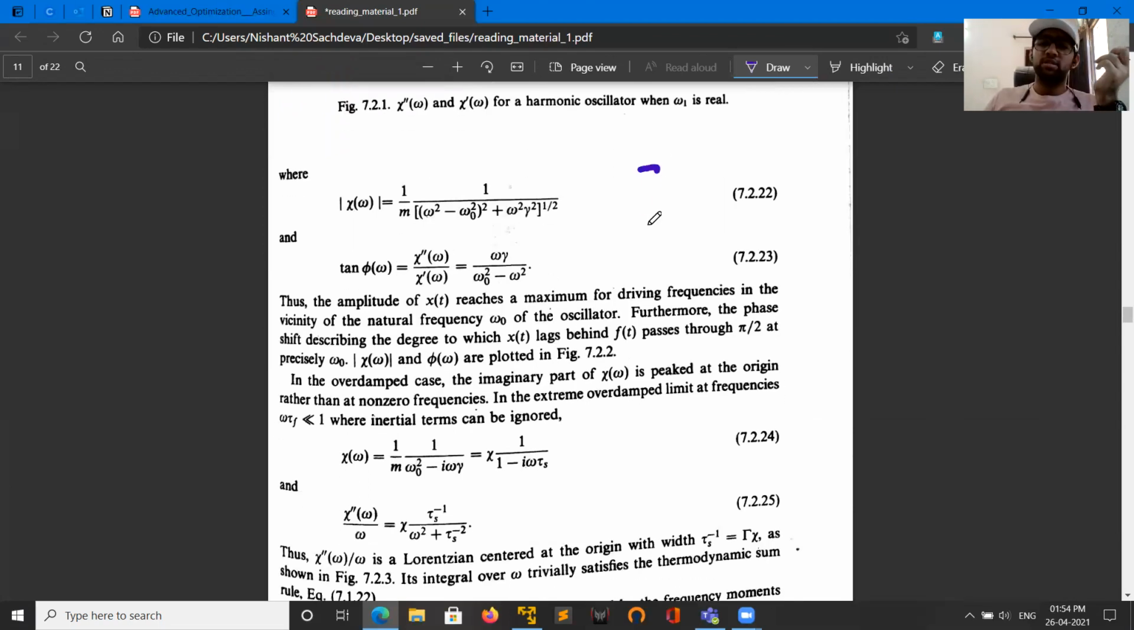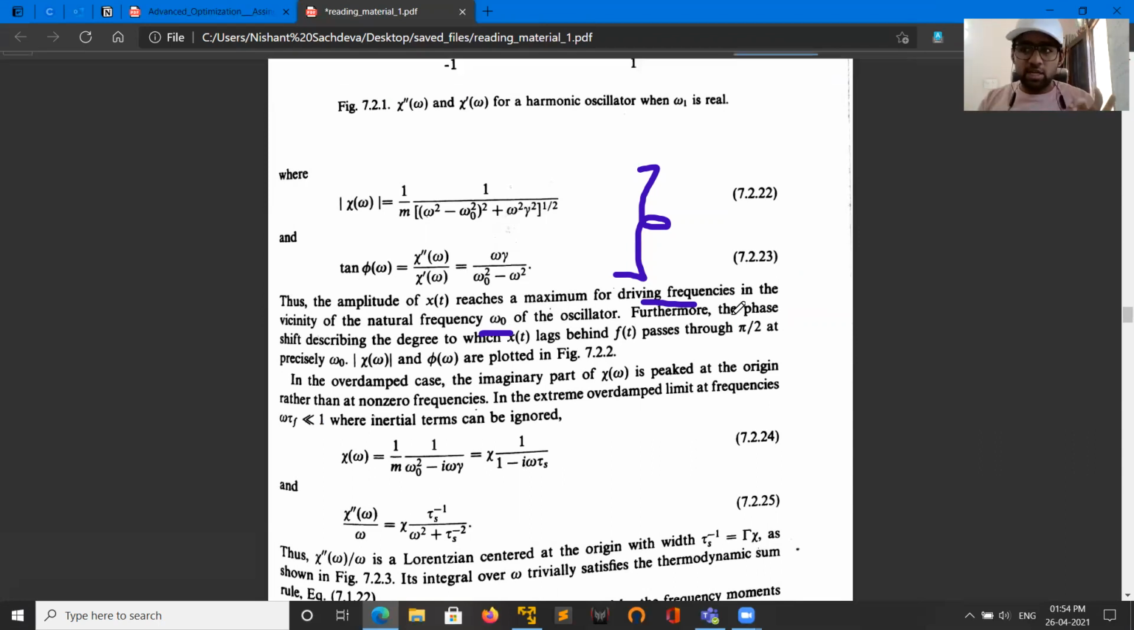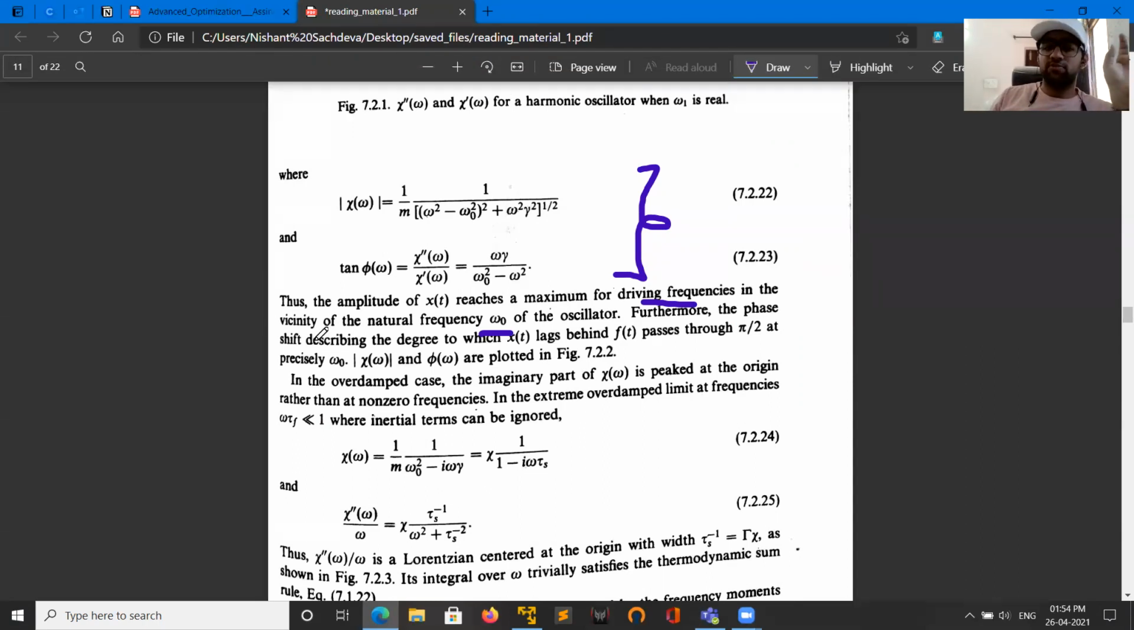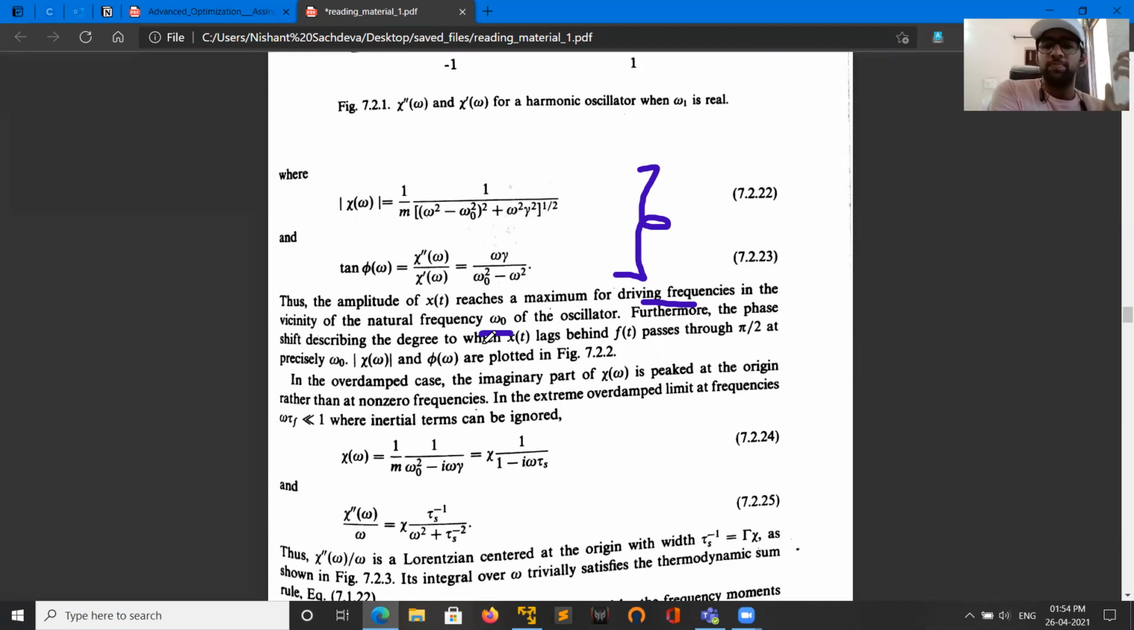Now what we had was these response functions came out and the amplitude of x of t reaches a maximum for driving frequencies in the vicinity of the natural frequency omega naught of the oscillator. Furthermore, the phase shift describing the degree to which x of t lags behind f of t, so x of t and f of t have a phase difference, passes through pi by 2 at precisely omega naught.